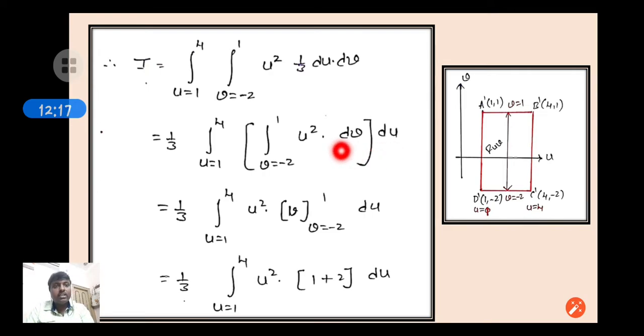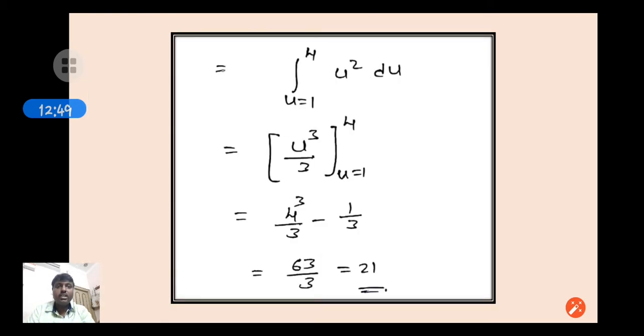Now I am taking the integration with respect to v. You treat u as constant, so u square is constant. It is enough to write the integration of 1. The integration of 1 is v, under the limits v is equal to minus 2 to 1. So u square into, by replacing the upper limit 1 and the lower limit minus 2, 1 plus 2, that is 3. 3 is a constant outside the integration, so here 3 and 3 get cancelled.